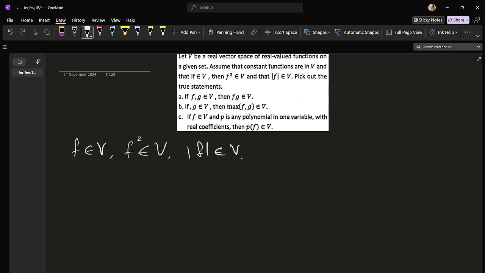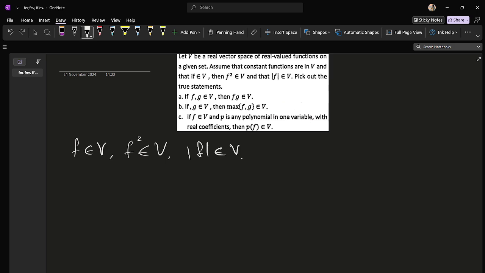Pick out the true statements. Option A: if f and g belong to V, then fg will belong to V. Option B: if f and g belong to V, then the maximum of them will belong to V. Option C: if f belongs to V and P is any polynomial in one variable with real coefficients, then P of f belongs to V.